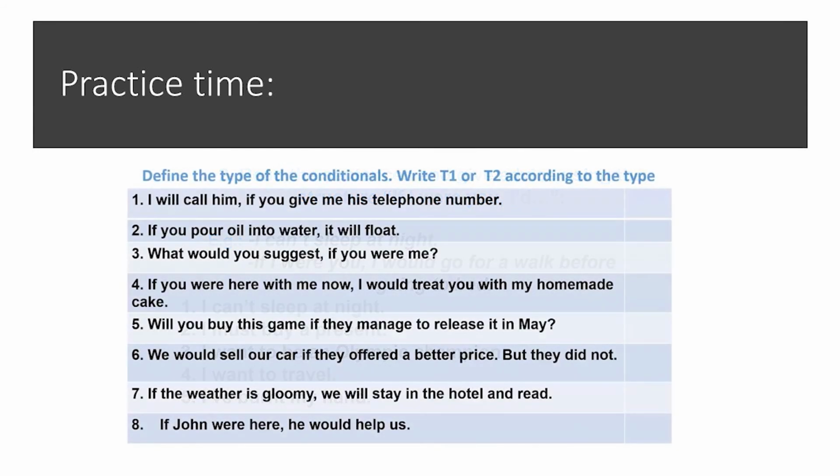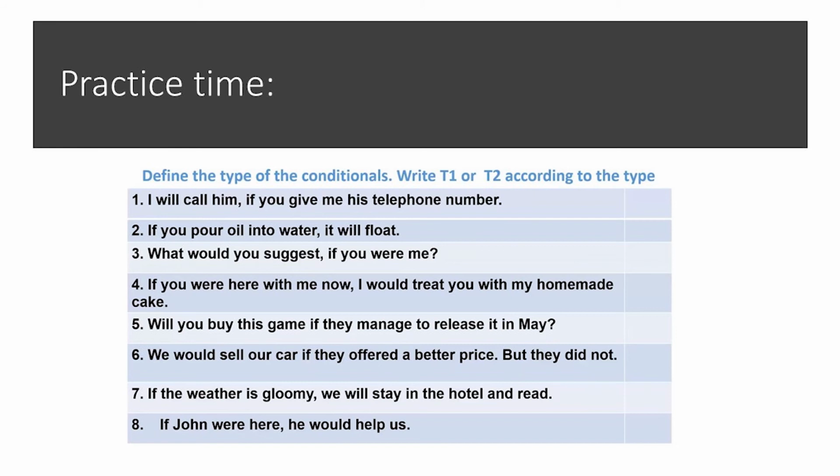Now, the next activity is devoted to the situations of conditionals, type 1 and 2. Here are given some sentences, and you have to decide which conditionals are represented. In the table, you can see some gaps, and you have to write T1, type 1, or T2, type 2, in these gaps. Let's do it together.